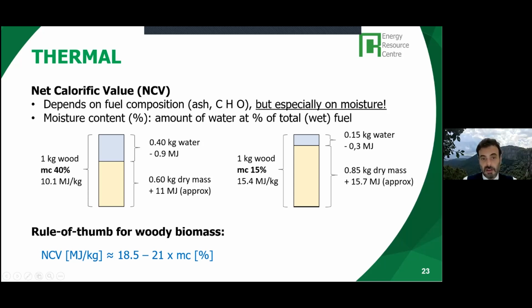So you see, from one same kilogram of wood, how important the moisture content is, because the amount of energy we can obtain from 1 kilogram of wood is very different if the moisture content is 40% or 15%. As a quick and easy rule of thumb for woody biomass, you can consider the equation here: net calorific value in megajoules per kilogram is 18.5 minus 21 times the moisture content in percentage.